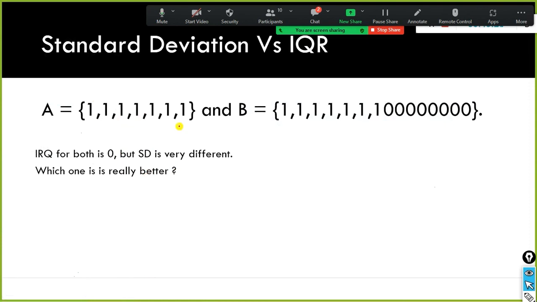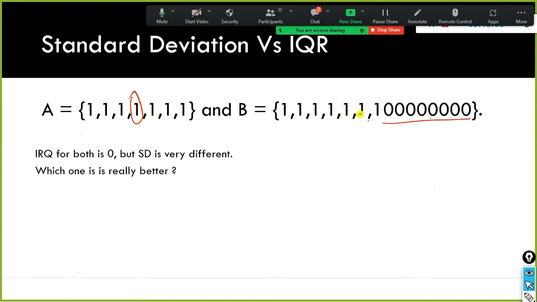Look at these two values. Variable A has this one and variable B has this one. Here we have an outlier. So this is an outlier. What is the difference between IQR and standard deviation? What is the IQR for both? Can all of you please type it in the chat window. What is the median value? Very easily you can find it. This is the median value.